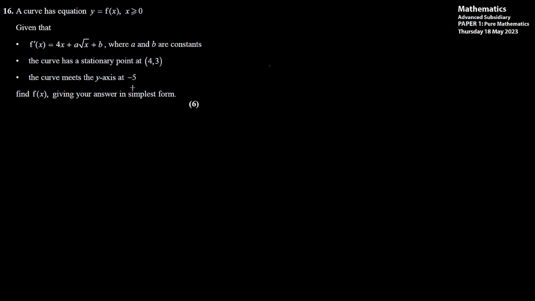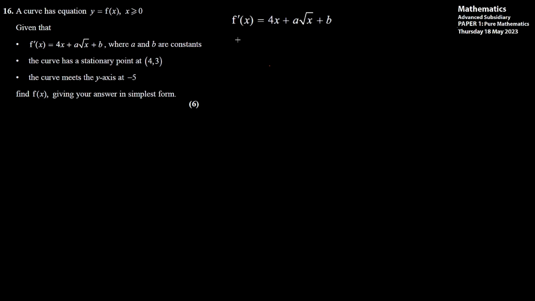So this will involve integration, but first of all, we can use the fact that the stationary point is at (4, 3), which means we can plug the x value directly into the equation, and we know that at the stationary point, the gradient function must equal 0. So let's set that up first.